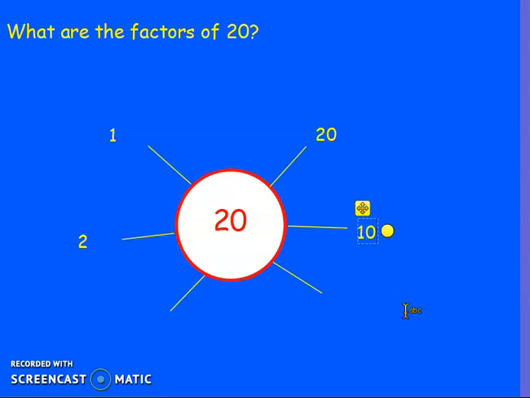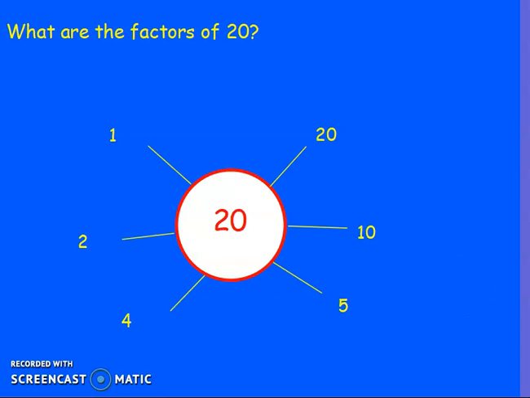Let's move up a bit higher. What about the number 3? Oh no, we can't times 3 by anything to get 20. What about the number 4? Oh yes, 4 comes in the 20 times table. 4 times 5 equals 20. And that's it. I can't think of any other numbers that are factors of 20. So the factors of 20 are 1, 2, 4, 5, 10 and 20.